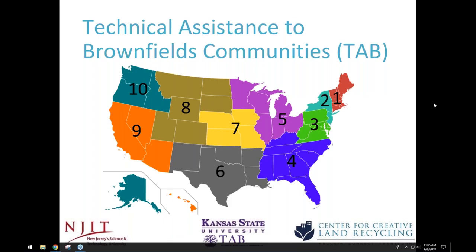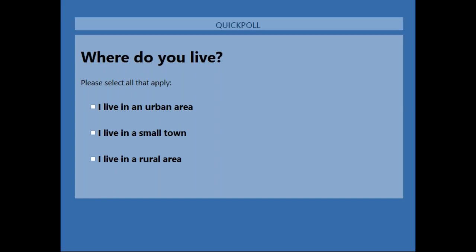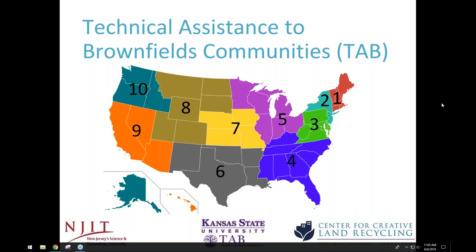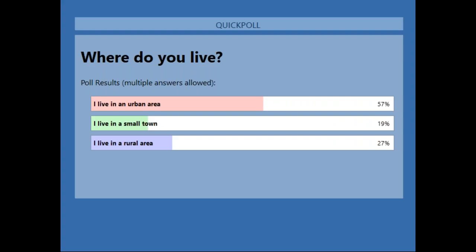Next question. All right, where you live, a lot of you live in urban areas, a bit more than half. Many are in a rural town, about 20%, and a quarter in rural area.